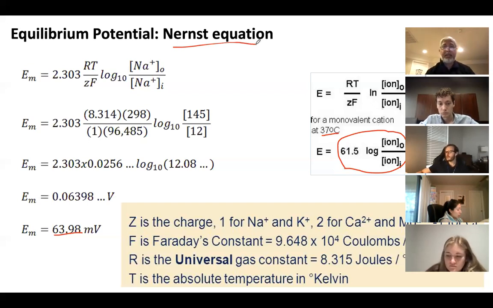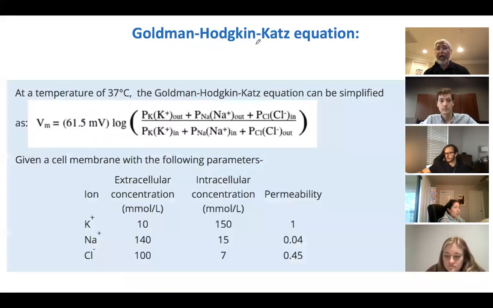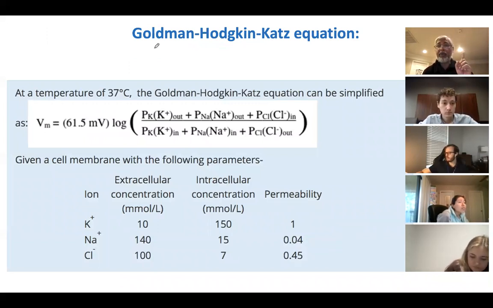So to calculate the membrane potential of a cell which is permeable to several ions, this is the equation we use. All you need to know, you don't have to memorize it. Just remember that we use the Nernst equation to calculate the equilibrium potential of one particular ion. But to calculate the membrane potential of a membrane which is permeable to several ions, we use the Goldman-Hodgkin-Katz equation. Okay, now this equation is like this.